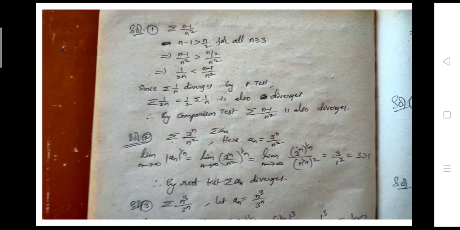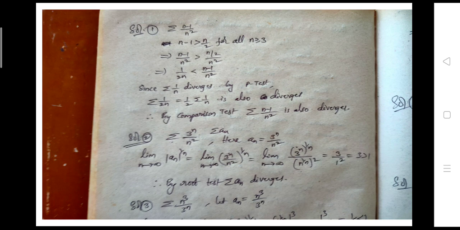That is solution of 1, sigma (n minus 1) by n square. Now n minus 1 is greater than n by 2 for all n greater than or equal to 3. We multiply both sides of this inequality by n square, and this implies (n minus 1) by n square is greater than (n by 2) by n square. Now simplifying, 1 by 2n is less than (n minus 1) by n square.